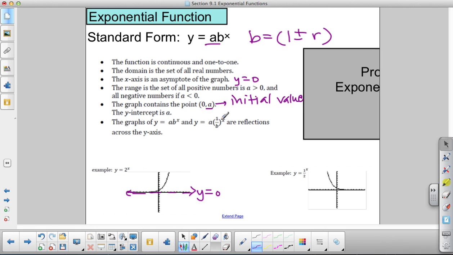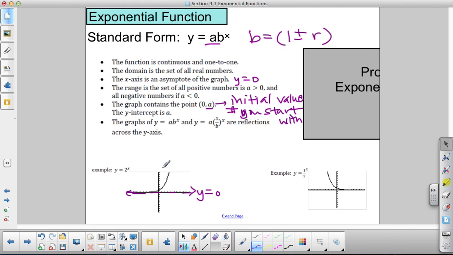Okay, so it's the initial value. It was the number that you started with. So for example, if we go back to our example from the top of the page, how many bacteria do we start with? 25. So our A value for the bacteria problem would be 25. And one other thing to notice, the y-intercept is A.